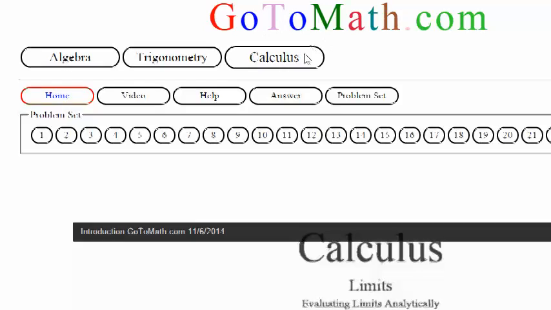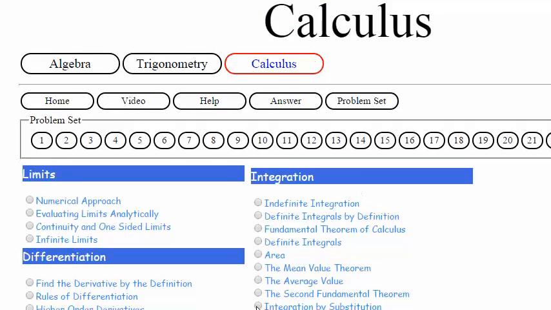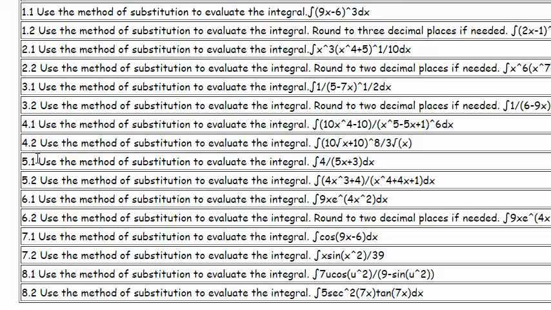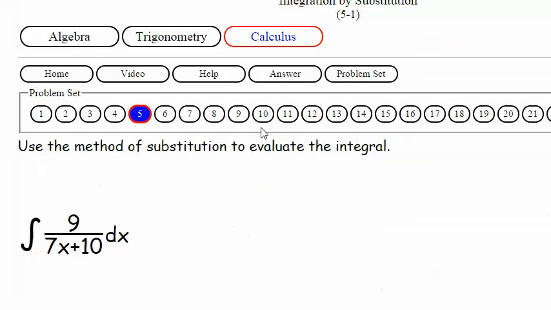Okay, we're here at gotomath.com. Click on the calculus, go down to integrate by substitution, and we are doing 5.1. Use method of substitution to evaluate the integrals. So let's go ahead and write that down.